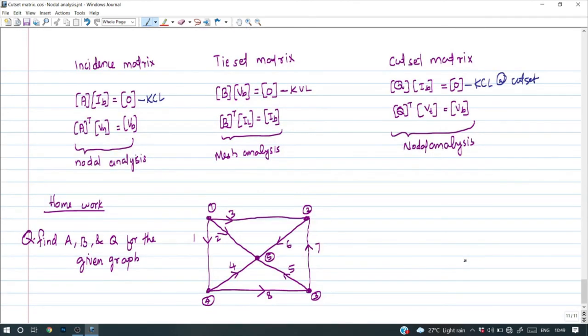Now I am giving one homework to you, just like in earlier videos. Here the graph of a network is directly given. You need to find out the incidence matrix, tie-set matrix, and fundamental cut-set matrix for the graph given below.